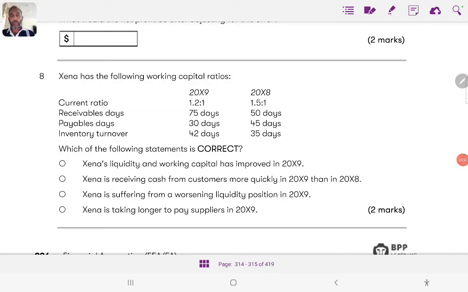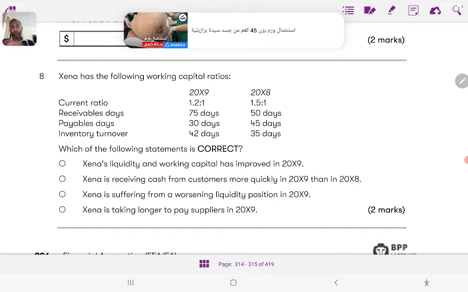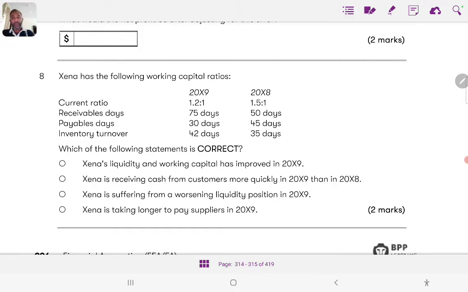A pleasant good morning to everybody, and again we will continue with our discussion on mock exam one in our financial accounting question paper from the BPP revision kit. So this is question number 8. Xena has the following working capital ratios for 2018 and 2019. On the right you see 2018, the last year. On the left you see 2019, that is the current year.